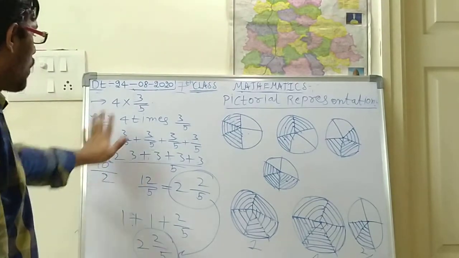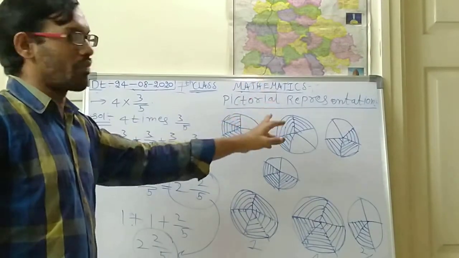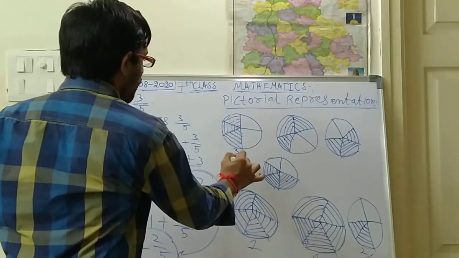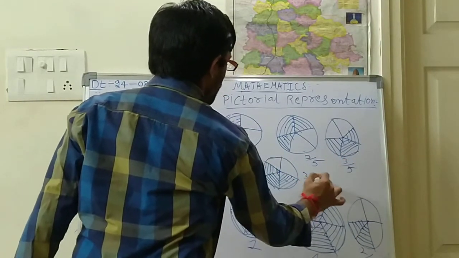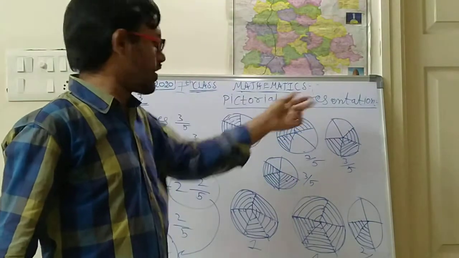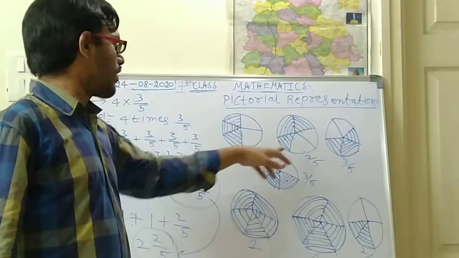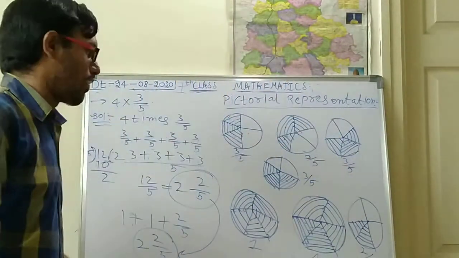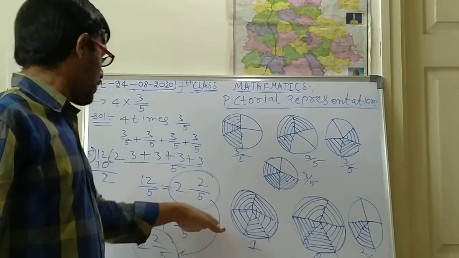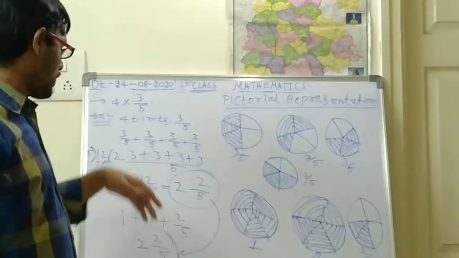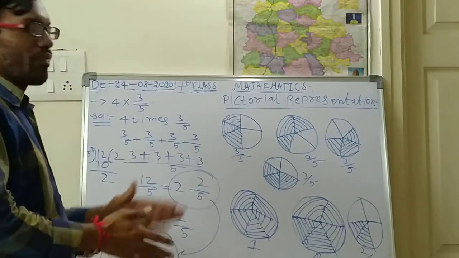Okay, so like this you have to do the multiplication of fractions. The pictorial representation is also very important. Here you can mention 3 by 5, 3 by 5, 3 by 5, 3 by 5. This notation is also important because we are saying representation. Whatever we have represented, we have to identify the mark. So this is 3 by 5, this is 3 by 5, like that. Here 1, and this is 2 by 5. So 1 plus 1 plus 2 by 5 is 2 by 5. Like this you have to identify. So this is about the multiplication of fractions.